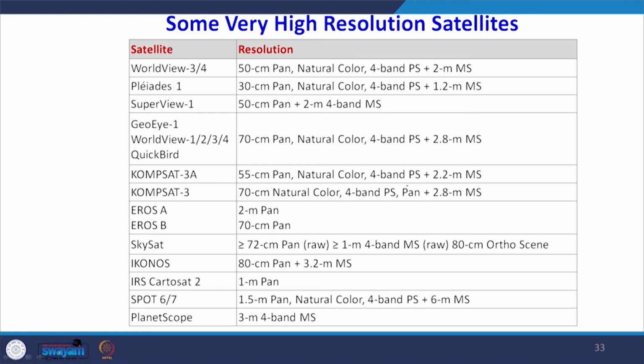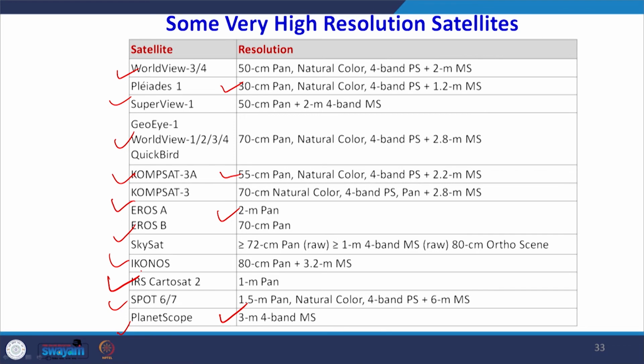I have not covered many of these, but they are listed over here. We have a very large number of satellites which have been launched by different organizations and different countries, with resolution ranging from 3 meter to 2 meter to 70 centimeter to 30 centimeter. Like ComSat is providing us the data at 55 centimeter in panchromatic and 70 centimeter in the color mode. Likewise, the list is very long here, including the Indian remote sensing Cartosat data, which is available to us in 1 meter panchromatic mode.